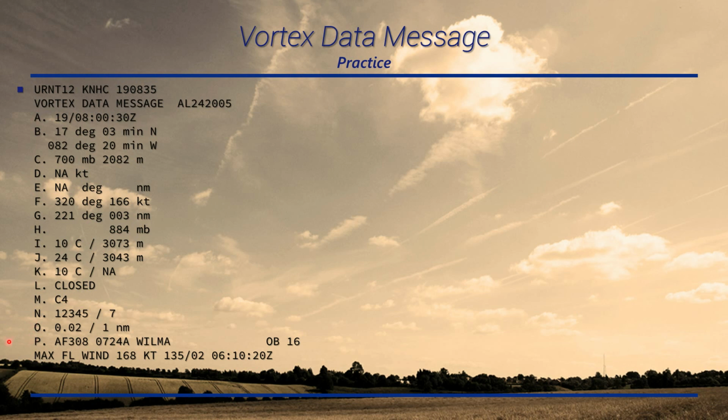This was determined by aircraft tail 308. This was the 7th mission into the 24th storm of the Atlantic season, Hurricane Wilma. This is observation number 16. The peak flight level wind on this mission, 168 knots out of 135 degrees, or out of the southeast, 2 nautical miles out, and that was found at 6 hours 10 minutes 20 seconds Zulu.